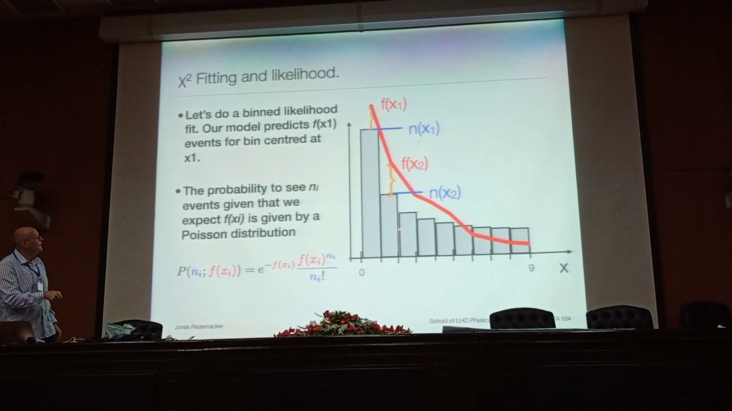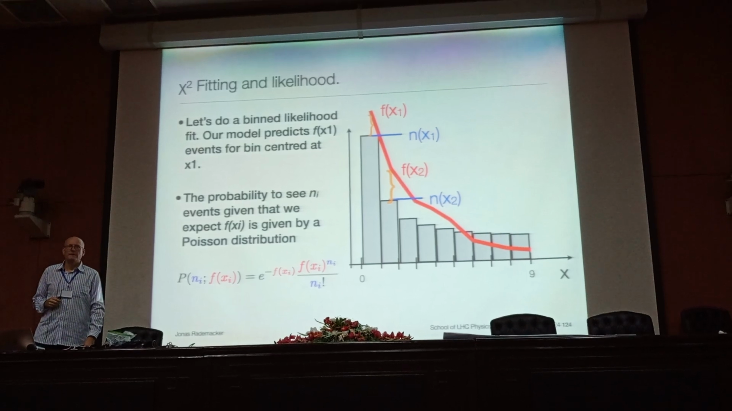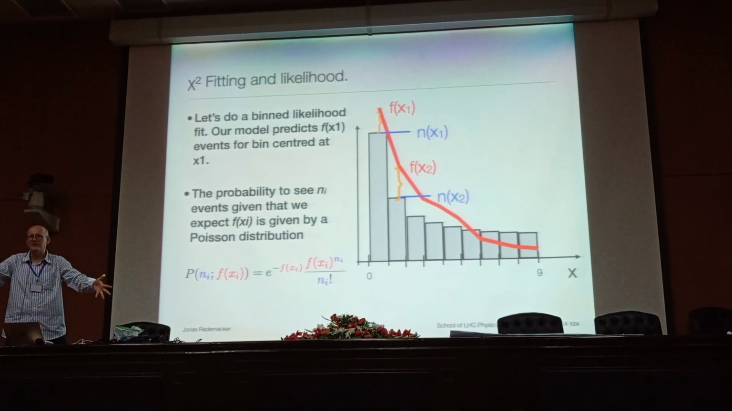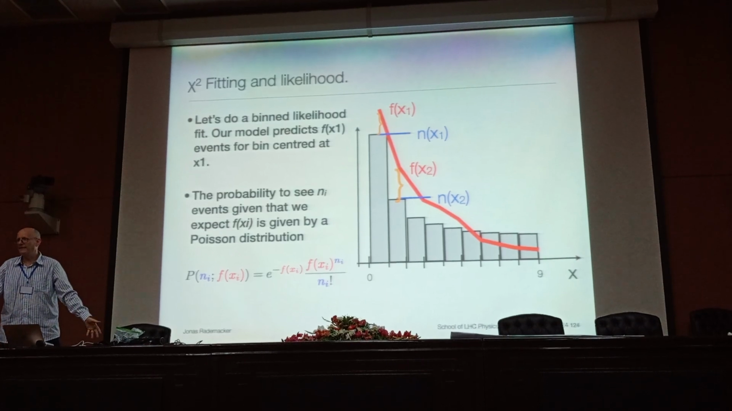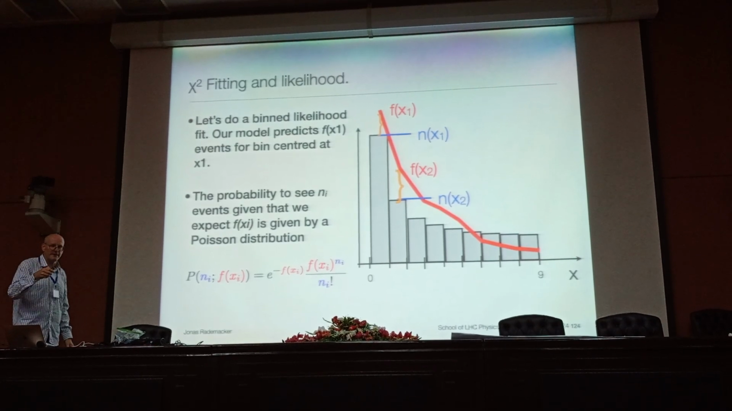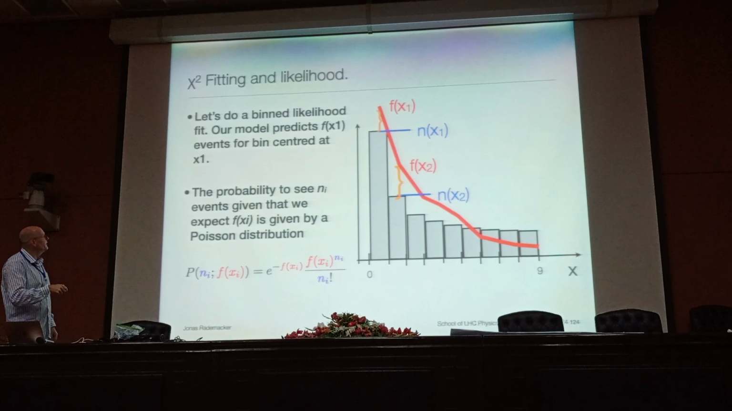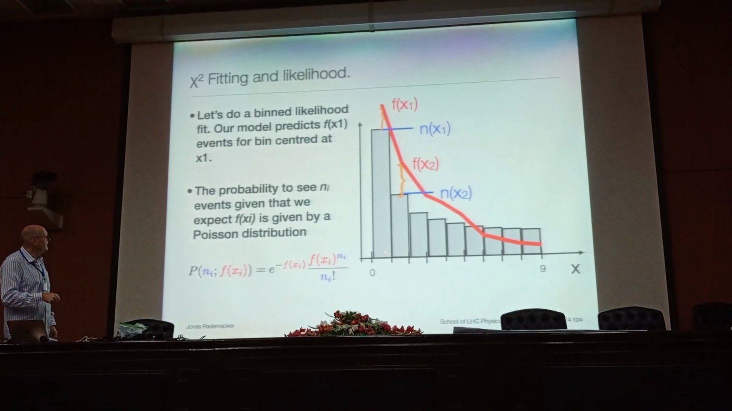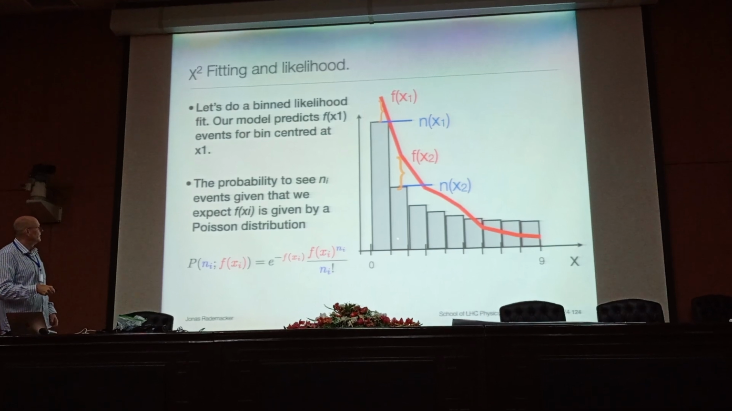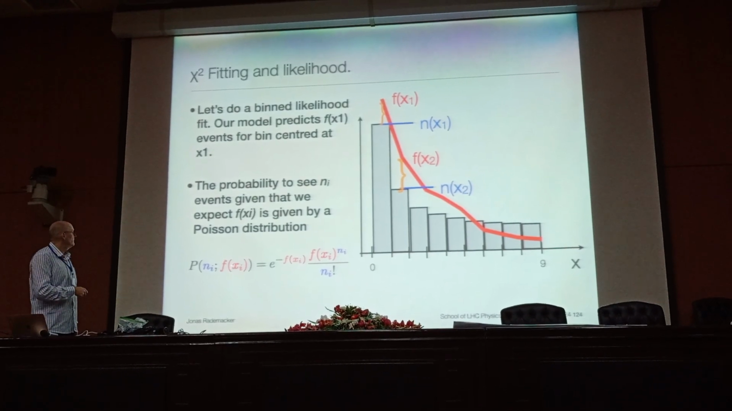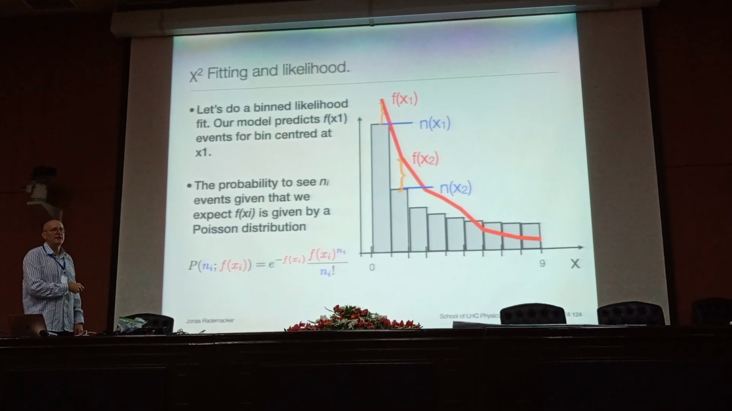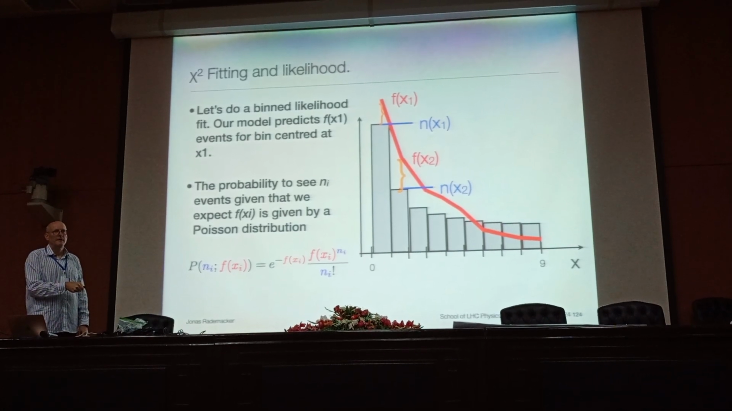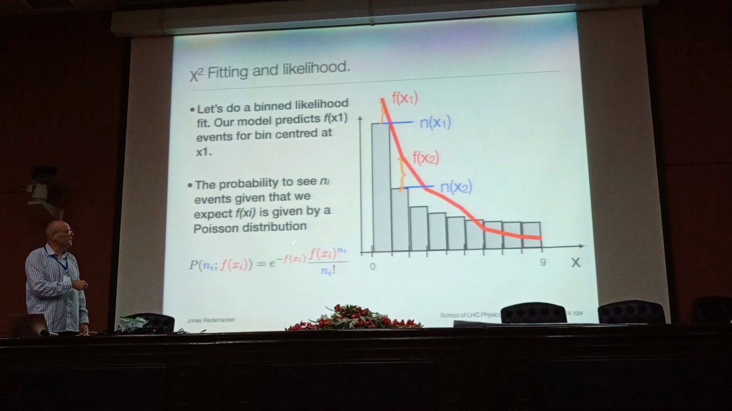One fun thing to do is a binned likelihood fit. So the chi-squared fit came more or less out of the blue. I told you this is how we measure the distance between the function and the data, and we came up with a chi-squared. You can start from a likelihood fit and calculate the probability to find n events, given that you expect f events. You calculate the probability to find n events in your histogram bin, and that is going to be a Poisson distribution.